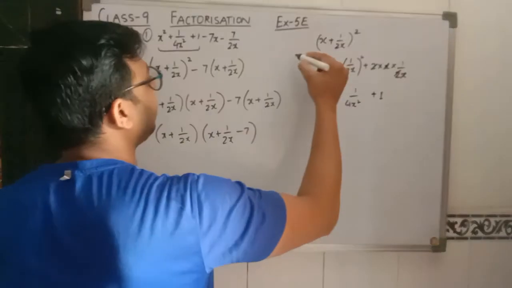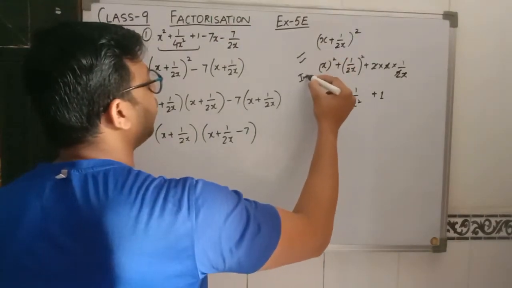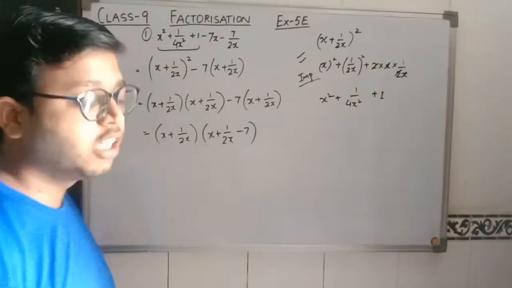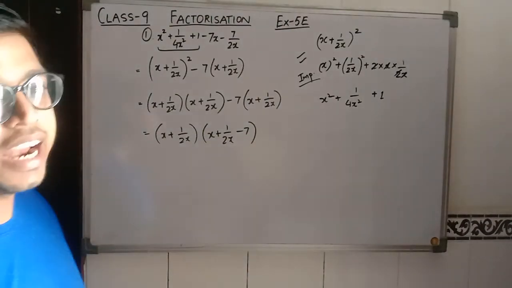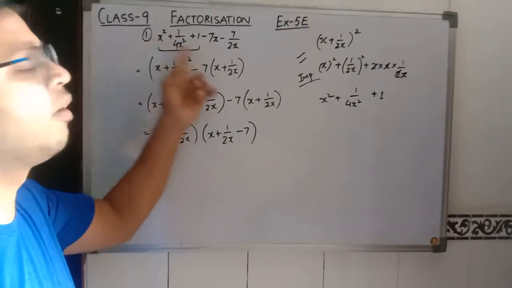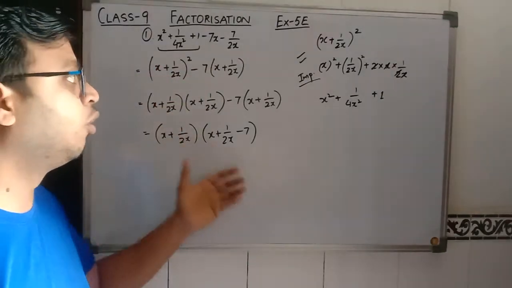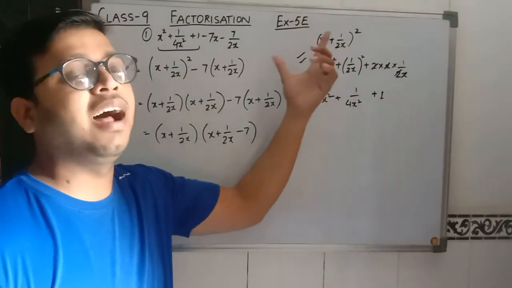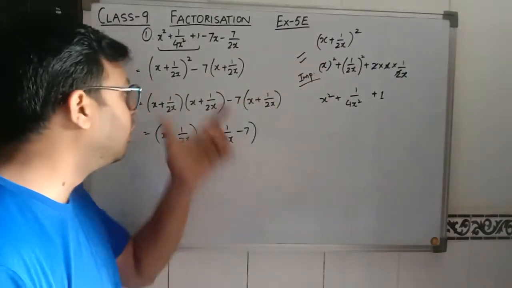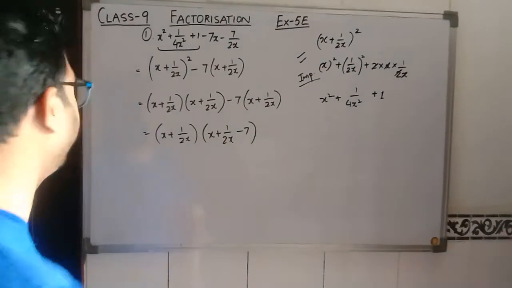But before starting the steps, this is also very important. Because if you do not understand which identity we are following here, then you cannot proceed to the next step. So the use of all the identities is very important. So this is the first question of exercise 5E.